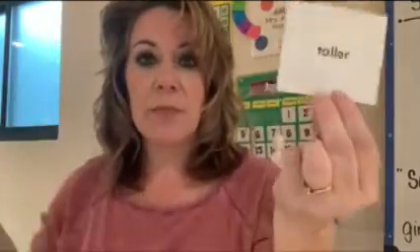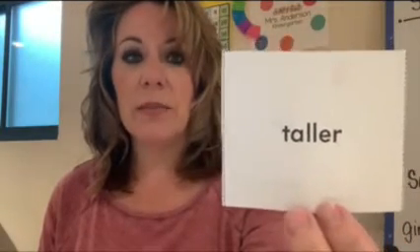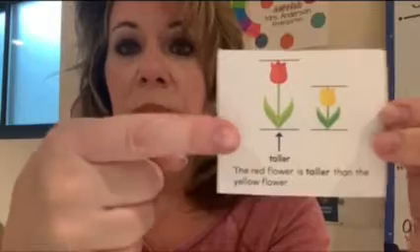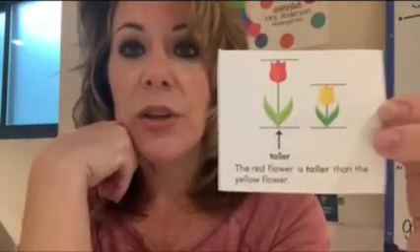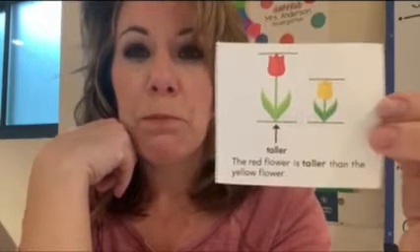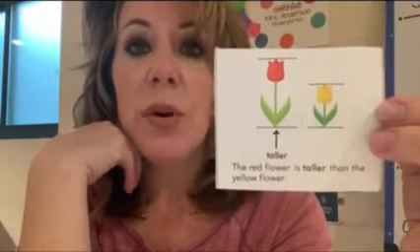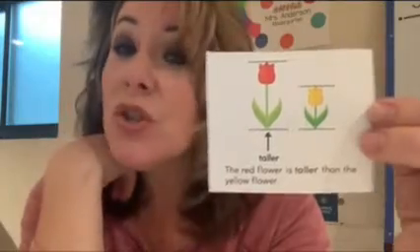We got our final 3 words. Let's start with the word that begins with a t. Taller. Can you find that? Say it with me. Taller. Good. A moment ago, we talked about the yellow flower being shorter. So the red flower is taller. The red flower is taller than the yellow flower. We can see that, can't we? Who's the tallest in your family? Who's the shortest? Those are math words.